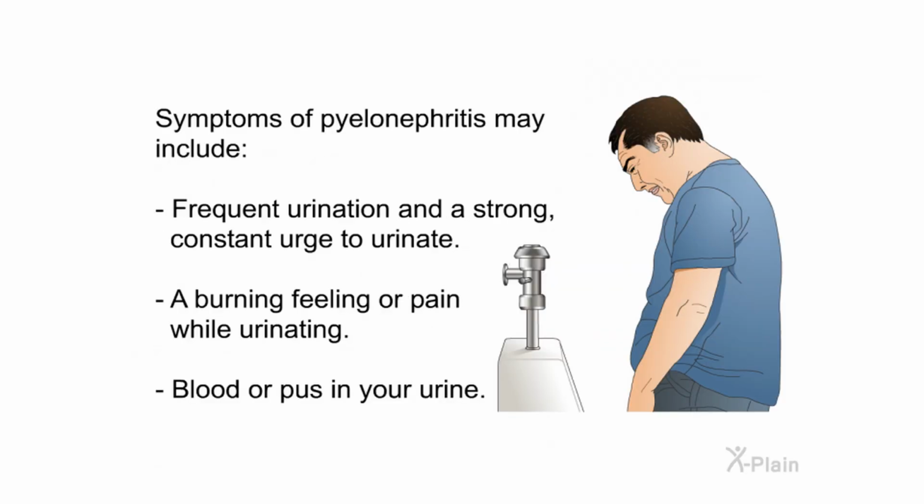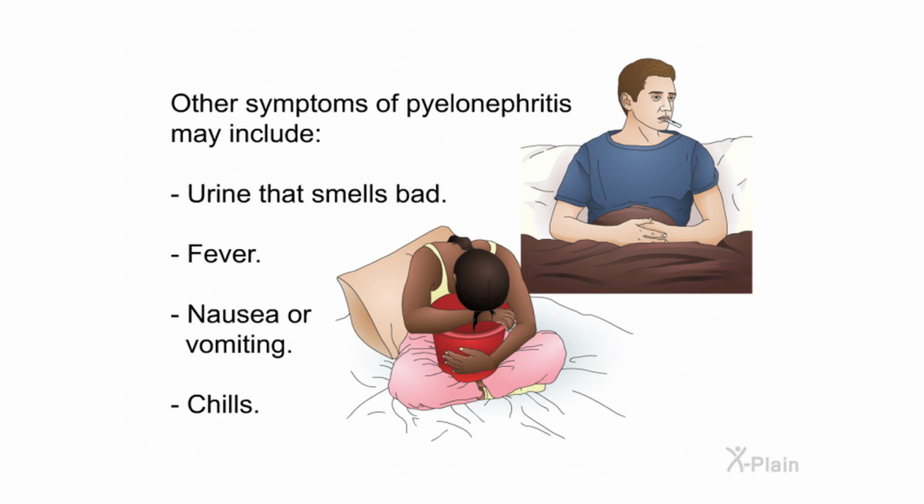Symptoms of pyelonephritis may include frequent urination and a strong, constant urge to urinate, burning feeling or pain while urinating, blood or pus in your urine. Other symptoms of pyelonephritis may include urine that smells bad, fever, nausea or vomiting, chills.